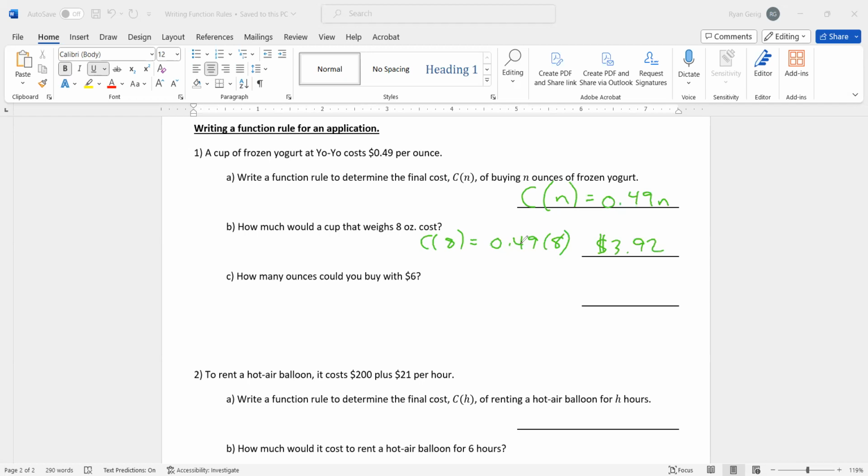How many ounces could you buy with $6, assuming no tax? Let's just say assume no tax. $6 could be the total cost. So that goes in for C of n. So 6 equals 0.49 n, divided by 0.49. You're going to get a nasty number. If we're looking at only full ounces, 12.24, you could only get 12 ounces. Okay. Let's move on to the next one.